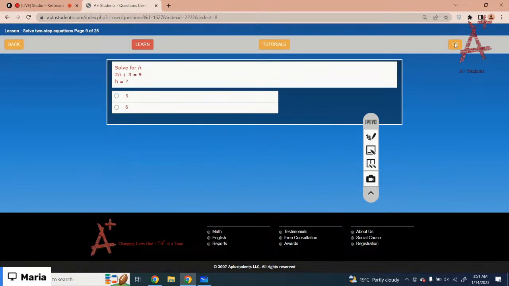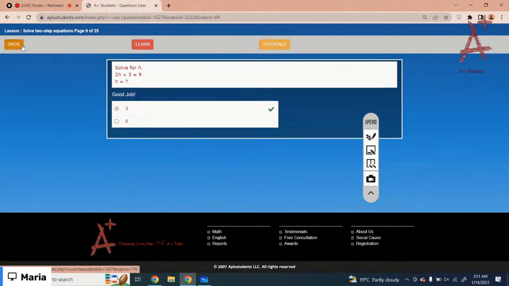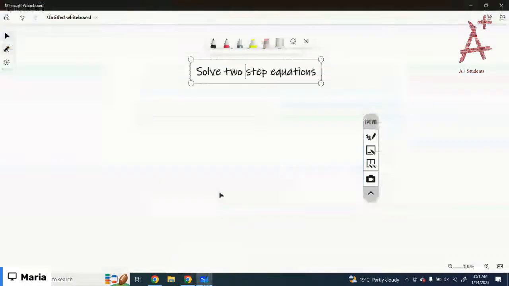Okay, solve for h. 2h plus 3 equals 9. Which is the correct option? The correct option is h equals 3. Got it? Okay, you can complete the test by yourself later today. Let me just move on to the next lesson.